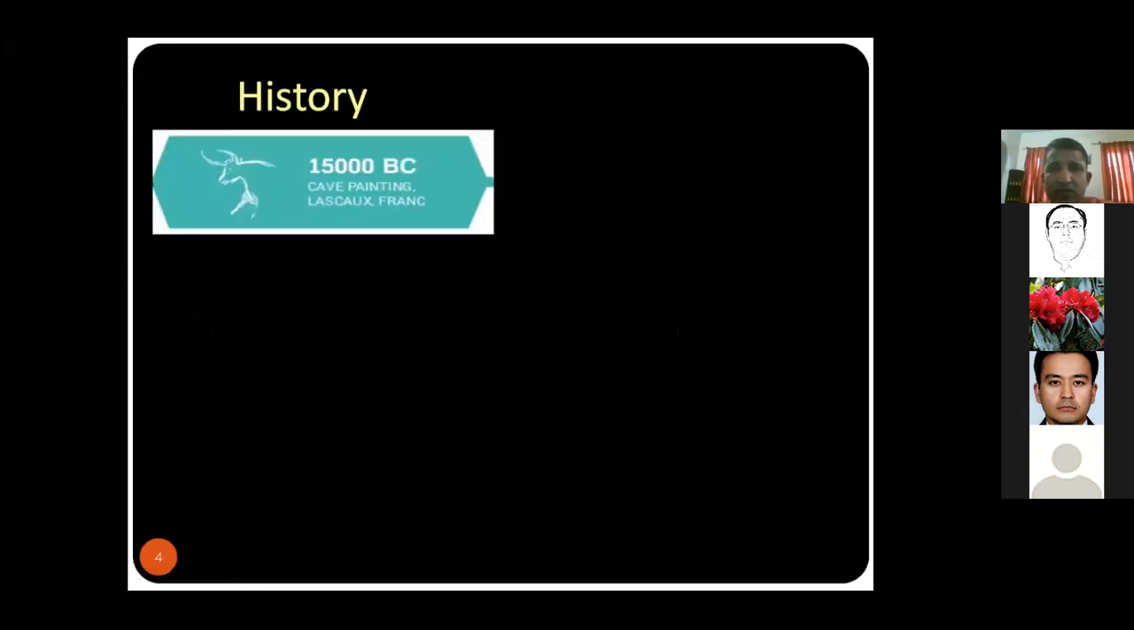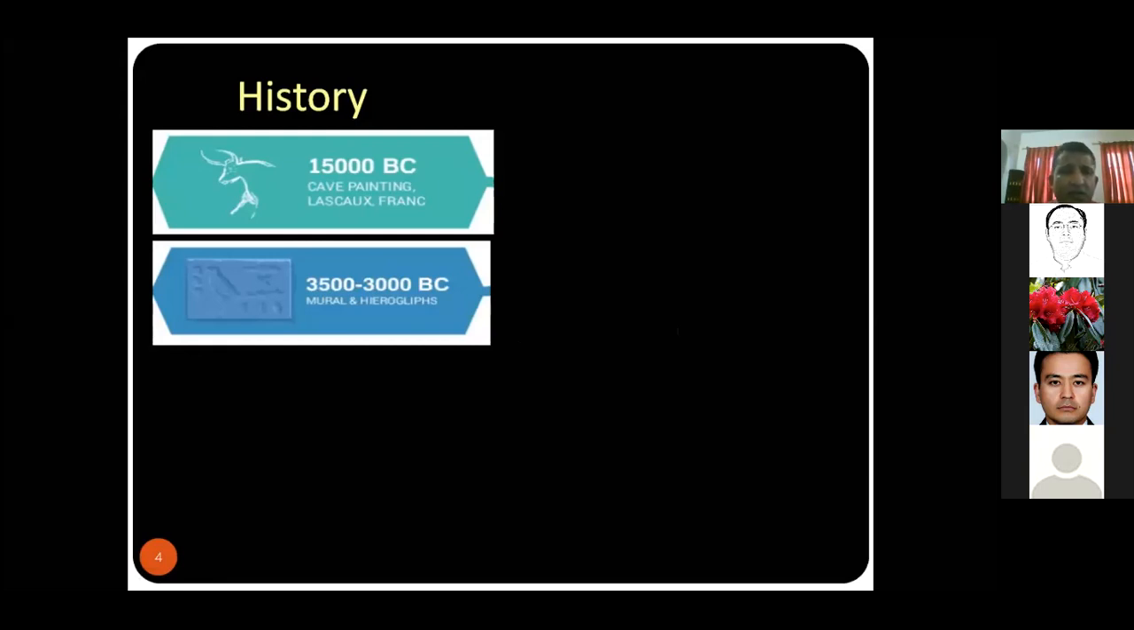A brief history about how people started doing presentations. It actually started about 17,000 to 15,000 BC, when the first cave painting was made in Lascaux, France. Then back in 3500 to 3000 BC, mural and hieroglyph artwork was painted on walls or ceilings, and people used to see it and form an impression of the object.